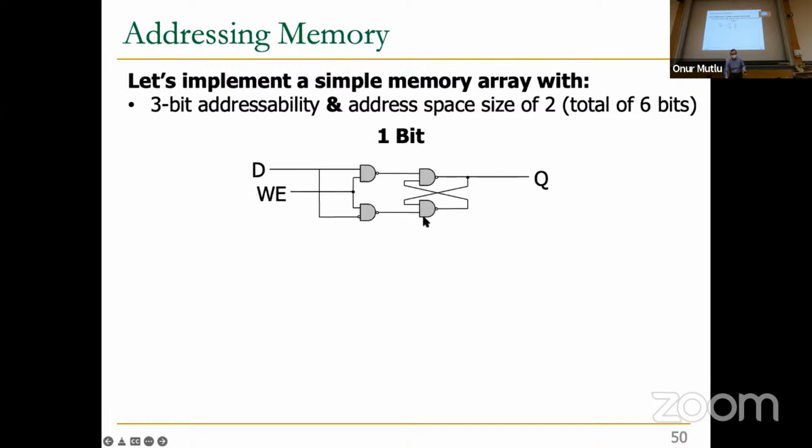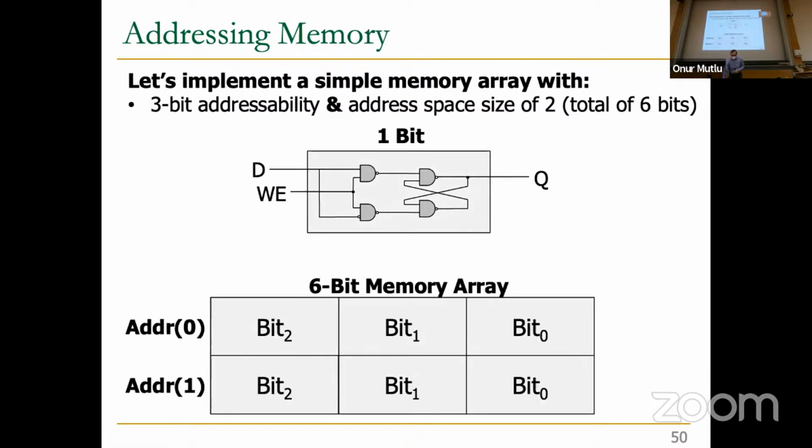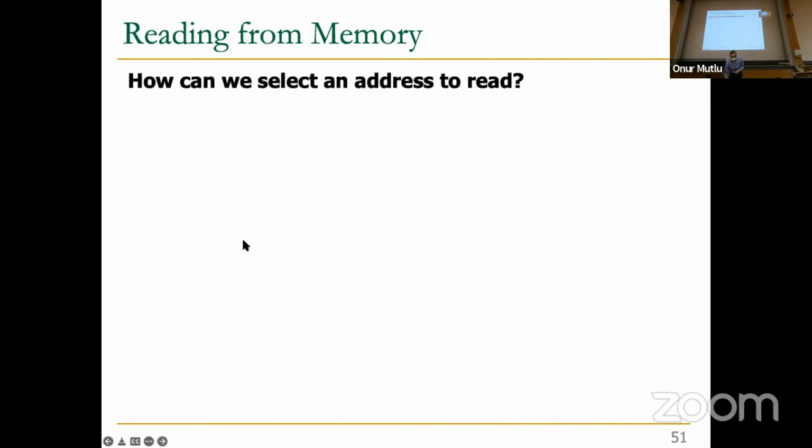Okay, so we're going to start with 1 bit. This is our gated D latch. And we're going to basically replicate it. We're going to make 6 of those. But now we need to somehow connect the addresses to it. So if you have an address 0, the gated D latches over here should be enabled so that we can read from them. If you have an address 1, gated D latches over here should be enabled so that we can read from them. Okay, so it's going to be easy, hopefully.